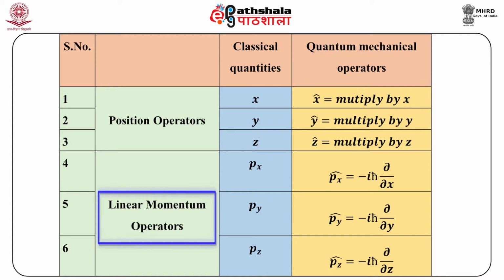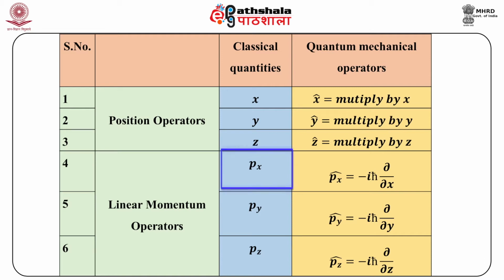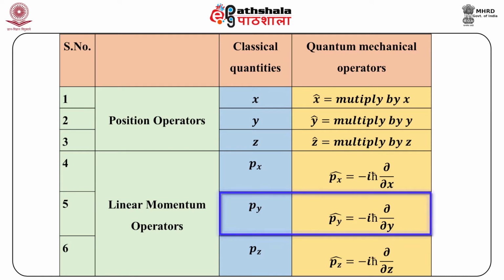Similarly, we have linear momentum operators. These are also the fundamental operators. Now, linear momentum in the x direction, px, which is denoted by px cap, is given by minus iota h cross del by del x. So this is the momentum operator in the x direction. Similarly, py cap equals minus iota h cross del by del y. H cross stands for h upon 2 pi, that you need to remember, and similarly for pz.